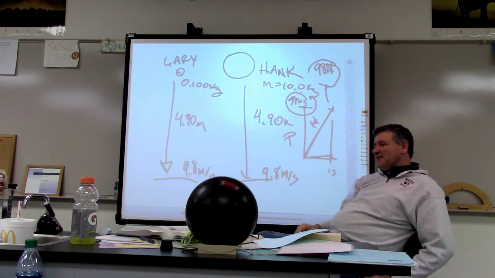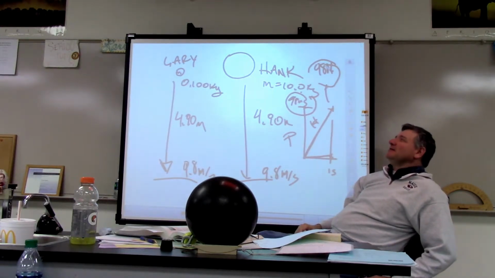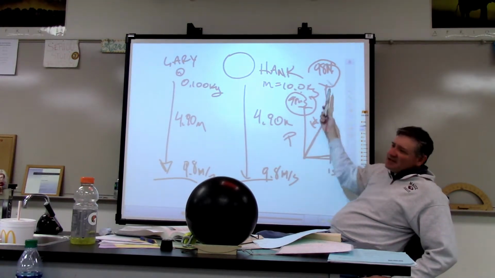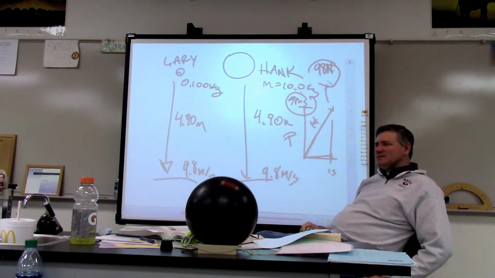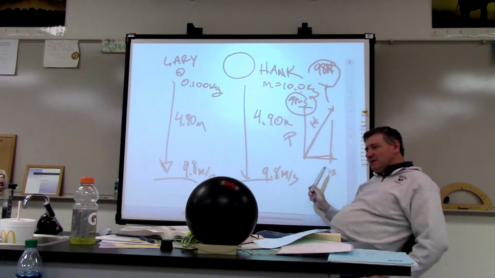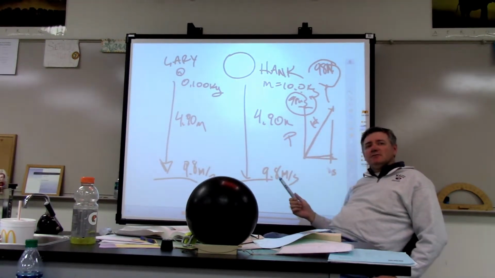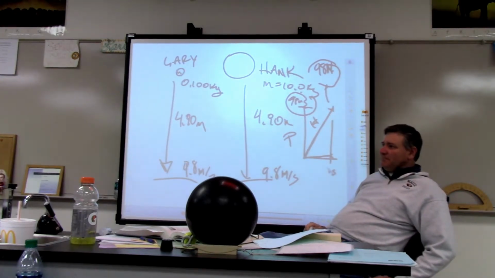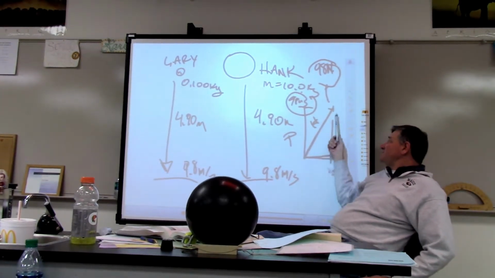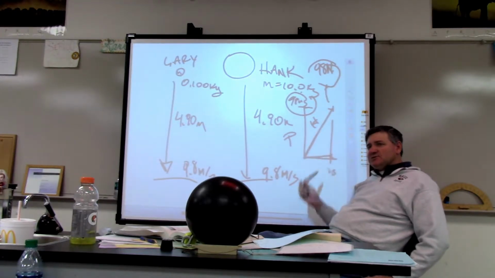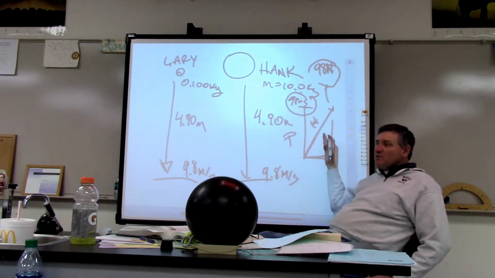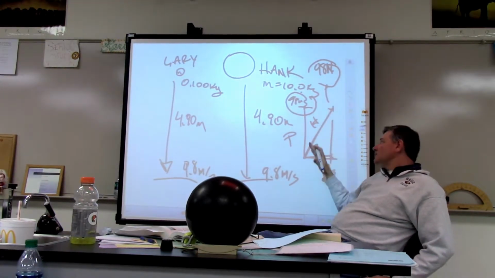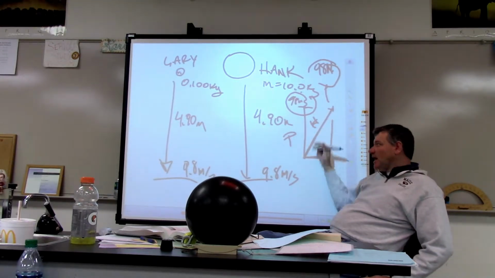So, what do you think the 98 Newtons represent? The force that would apply to Hank. Yeah. So the slope of a momentum time graph gives you the amount of force that's being applied, right? So as he's being dropped, your momentum is changing. Because the net force acting on it is 98 Newtons, your momentum is changing as a function of time.